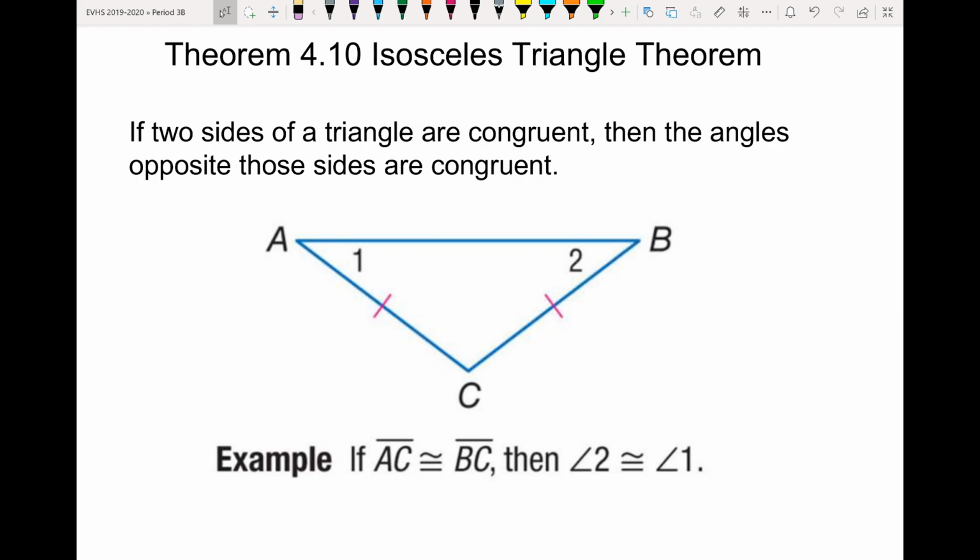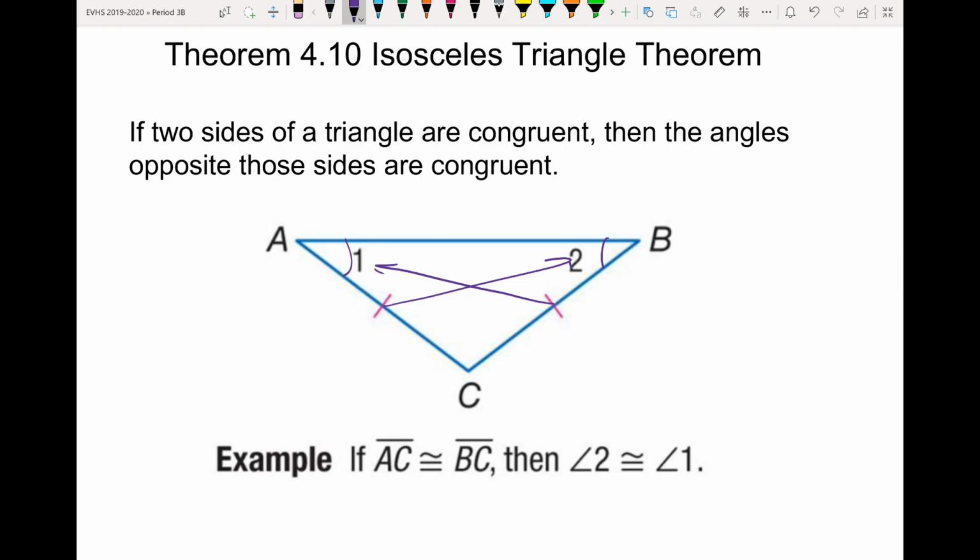Okay, the Isosceles Triangle Theorem. If two sides of a triangle are congruent, then the angles opposite those sides are congruent. So here I've got AC is congruent to CB. I jump across, and that means angle 1 is congruent to angle 2. Basically just giving justification for saying that if I know two sides are congruent, then two angles are also congruent.